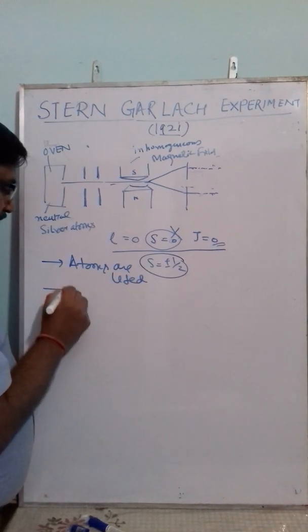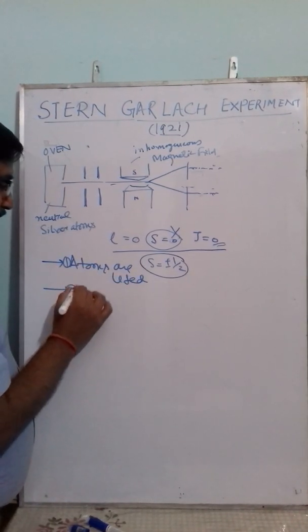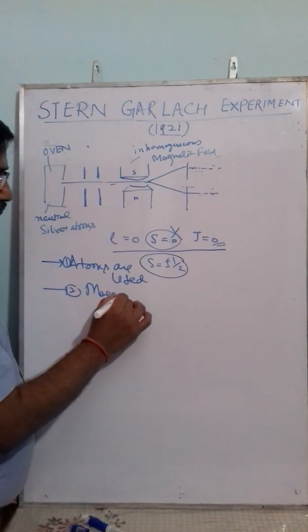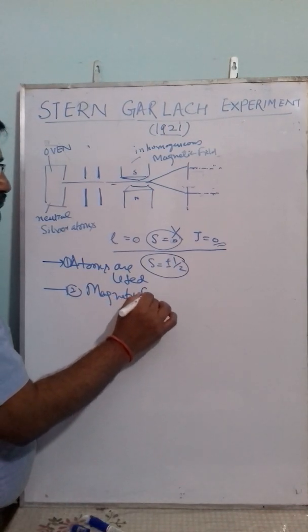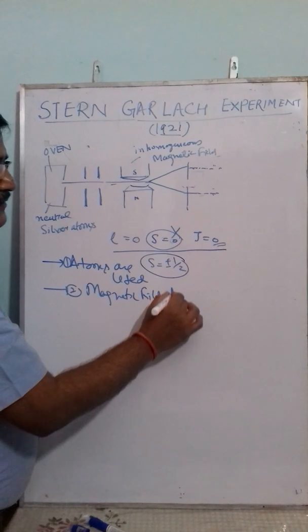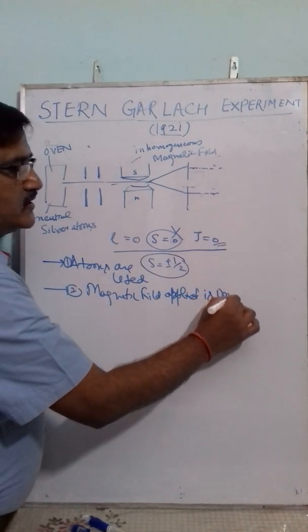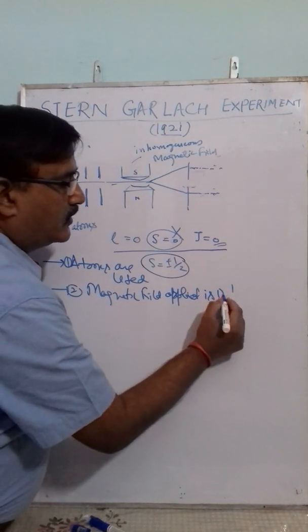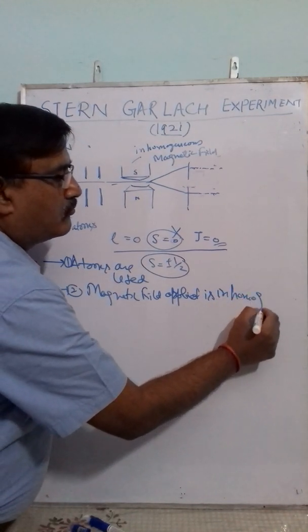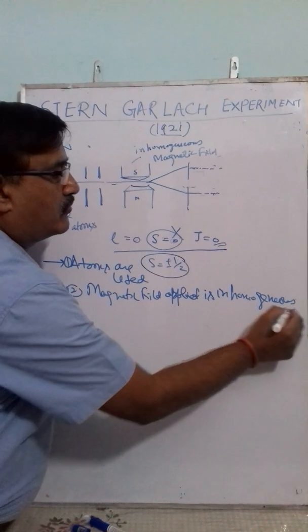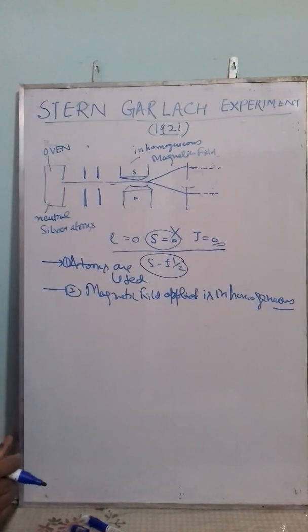Atoms are used, and that is the first thing. The second is that the magnetic field applied is inhomogeneous. This was the beauty of the Stern-Gerlach experiment.